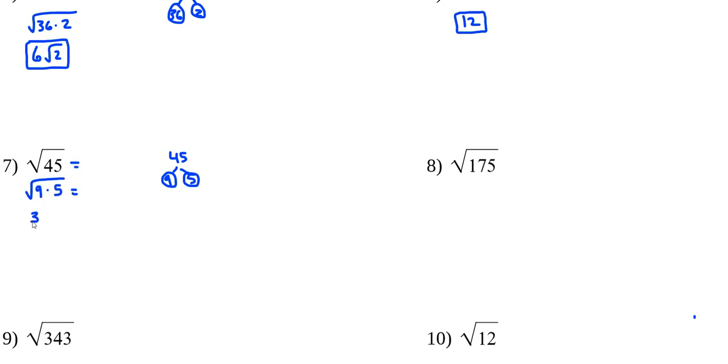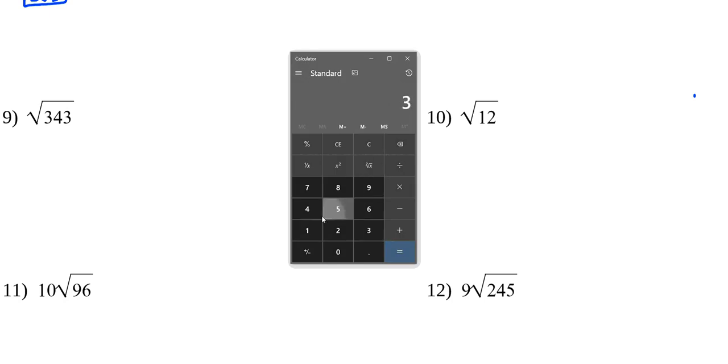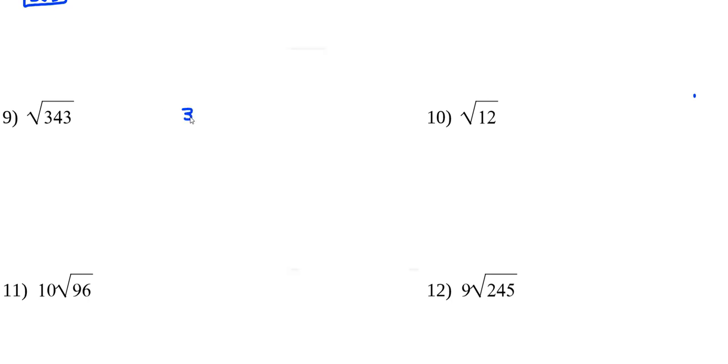Number 9, 343. 343, is that divisible by 2? I know it's not because it doesn't end in an even number. Is it divisible by 3? Nope. So on this one, we're going to have to keep going up a little bit more until we get to like 7. It's 7 times 49. So you could just keep plugging in numbers. You could do divided by 4, divided by 5, divided by 6, and divided by 7, and then, oh, yep, it gives me a whole number. So 343 is 7 times 49.